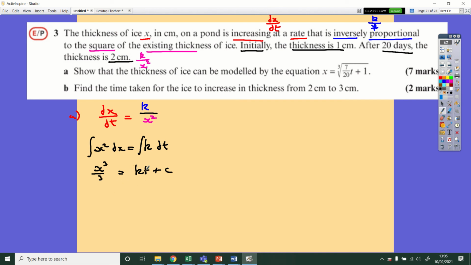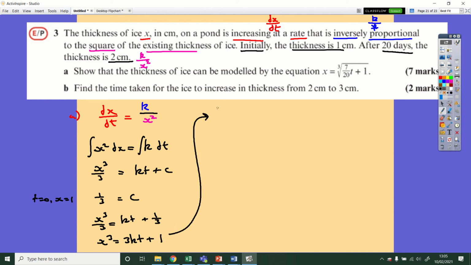So initially we've got a thickness of 1, so when t equals 0, x equals 1, so that means that 1/3 equals 0 plus c, which means that c is a third obviously, and then after 20 days we've got a thickness of 2. So let's rewrite again. So you've got x cubed over 3 equals kt plus a third. Okay, probably makes sense to times by 3 now because of this third here and third here. So x cubed equals 3kt plus 1.